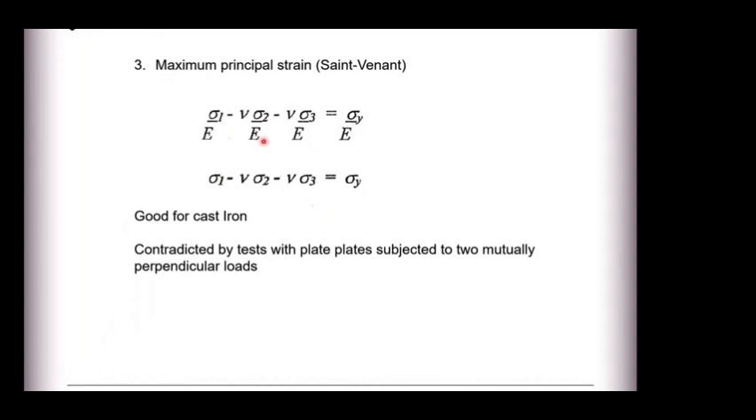So there you can see clearly we've multiplied through by Young's modulus on all of those, assuming we've got the same material, constant Young's modulus. We can simplify it to that. So you simply take your maximum principal stress, subtract sigma 2 times Poisson's ratio, and then subtract sigma 3 times Poisson's ratio. When that's equal to the yield stress, that's when you're likely to see failure. And that's been shown to be pretty good for cast iron. However, in theory, it is contradicted by tests with flat plates subjected to two mutually perpendicular loads. So the theory does break down in that scenario, but actually is shown to be pretty good for cast iron materials. So there's the third failure theory, the maximum principal strain theory.